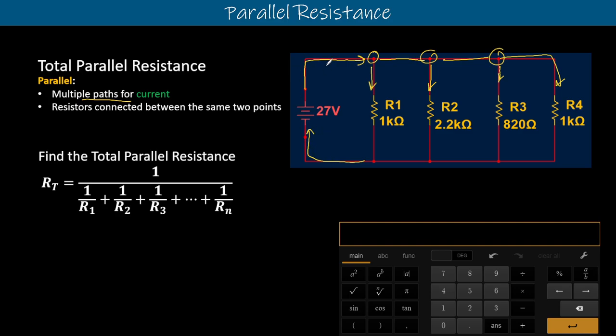So we actually have 5 different currents in the circuit. We have IT, I1, I2, I3, and I4, and each one of those will be different, right? So we can solve for each one of those independently. So keep that in mind for parallel circuits.